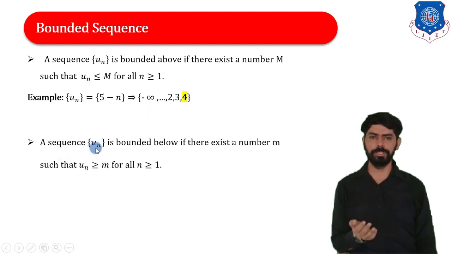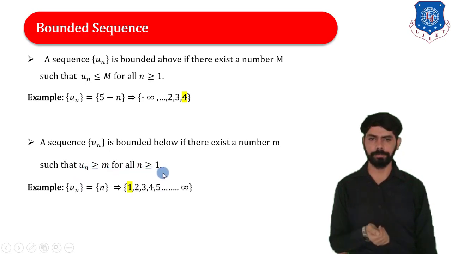Now we will discuss bounded below. A sequence un is said to be bounded below if there exists a number small m such that un is greater than or equal to small m for all n greater than or equal to 1. Its example is un is equal to n. Here if we put different values of n starting from 1, for n equal to 1 it is 1, for n equal to 2 it is 2, then 3, 4, 5 and so on to infinity. If you look at the terms of the sequence, all terms are greater than or equal to 1. Therefore, we can say that this sequence is bounded below by 1.